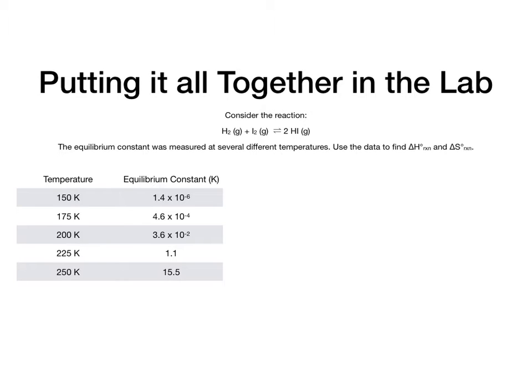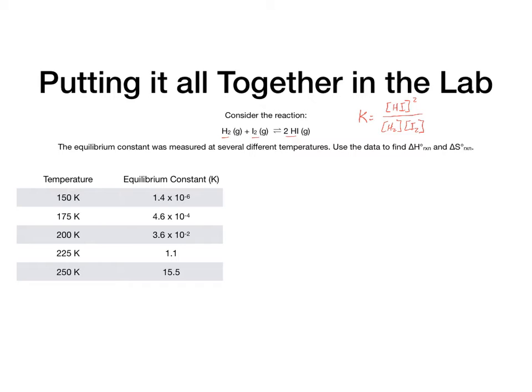So, in this data, the equilibrium constant was measured at several different temperatures. Now, remember how we measured the equilibrium constant? For this case, K is equal to the concentration of HI squared over the concentration of H2 times the concentration of I2. And so what we had to do was measure the concentration of each product and each reactant at several different temperatures, plug those into the K expression, and calculate our equilibrium constants.